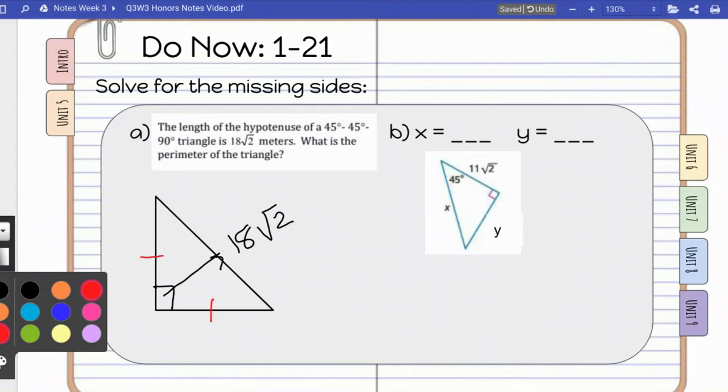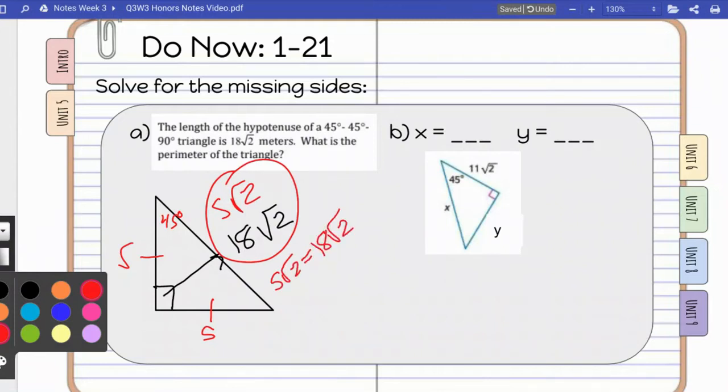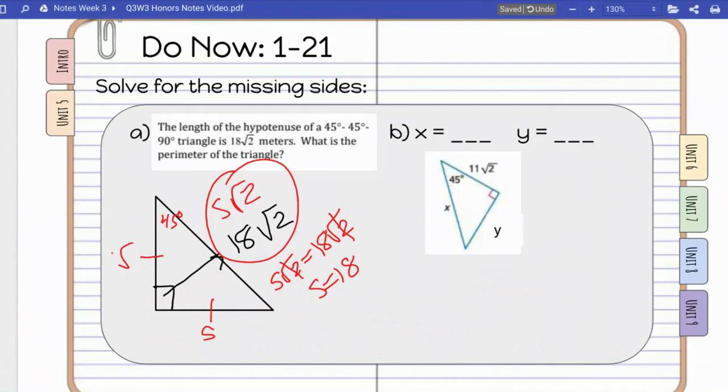Well, this is a 45-45-90 triangle, so the sides are S, S, and the hypotenuse is S square root of 2. We circle the given and we set up an equation. We have S square root of 2 equals 18 square root of 2. Both sides have the square root of 2, so that cancels out, and you're left with S equals 18, which means both of the legs of this triangle are 18. Perimeter wants you to add up all the sides. 18 plus 18 plus 18 square roots of 2 is 36 plus 18 square roots of 2.